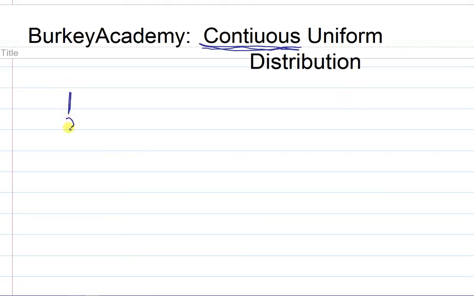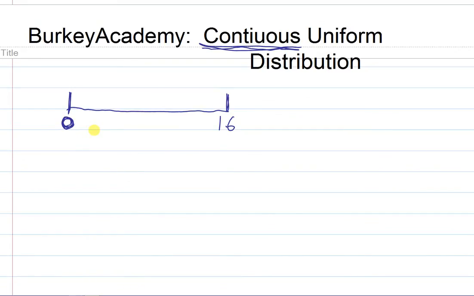Might be 0, right? It can be empty, but it can't be negative. And the maximum amount of gasoline that could be in this car's tank might be something like 16 gallons. So any number in between there, if we were to empty all the gasoline out and measure it very accurately, precisely, then any volume between 0 and 16 gallons is possible.